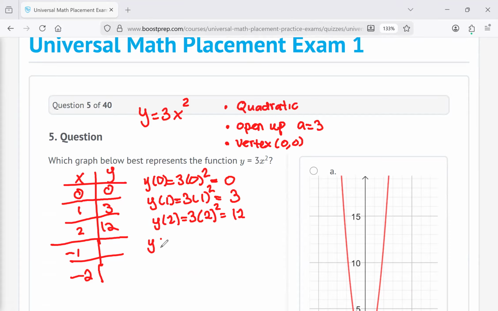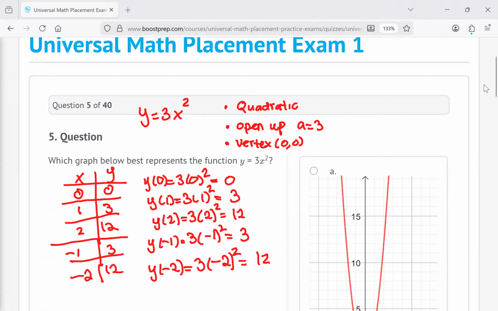If I plug in negative 1, negative 1 squared is 1 times 3, 3. And if I plug in negative 2, negative 2 squared is 4. 4 times 3 is 12. Okay, so you can make a table. I don't think that's necessary because, this being multiple choice, you can pick the best choice.